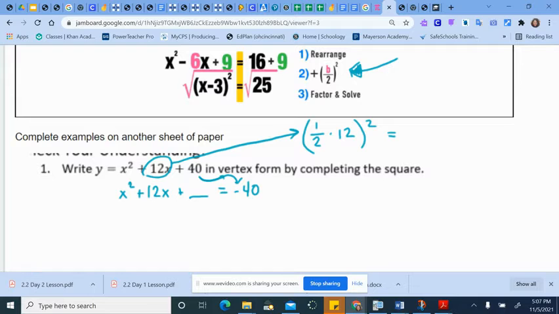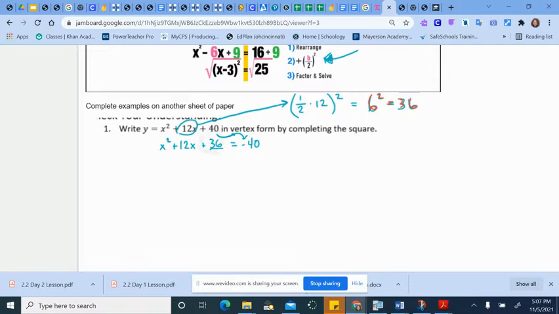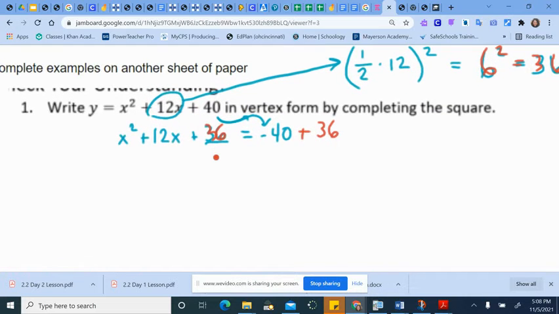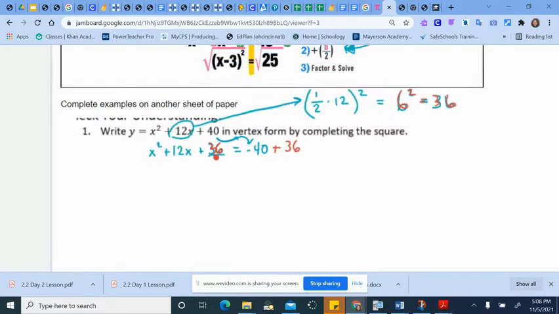Okay, what's half of 12? 6. Square that. 36. So that's what I need in here. But if I put that into the equation, I have to put it on both sides of the equation if I add that in. If you add it in on one side, you have to add it in both sides so it's still a balanced equation.